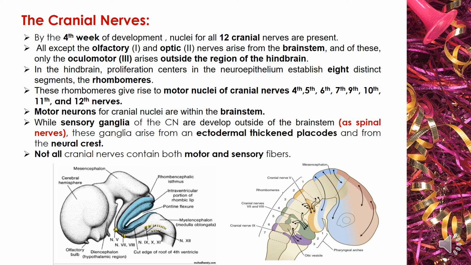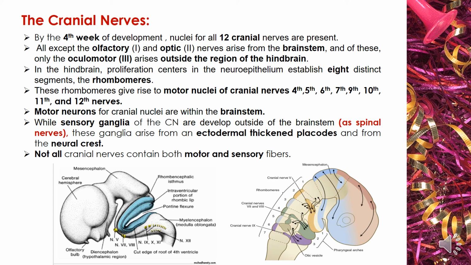In the hindbrain, proliferation centers in the neuroepithelium establish 8 distinguished segments, the rhombomeres. These rhombomeres give rise to the motor nuclei of the cranial nerves, the fourth, the fifth, the sixth, the ninth, the eighth, the eleventh, and the twelfth nerve.